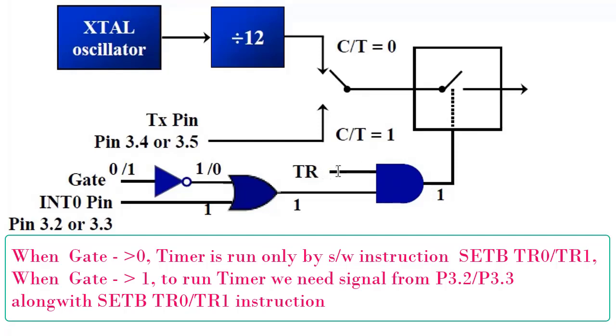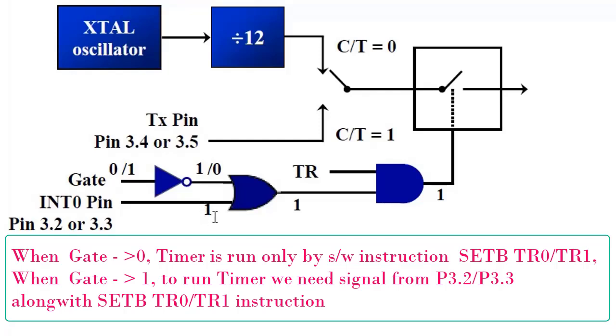When we are using the timer run instruction, this will be logic 1. So for getting the logic 1 here, we must need a logic 1 in this position. Now when gate has been kept as logic 1, then this is no doubt 0. So now the timer will only run if the value at this position is logic 1.